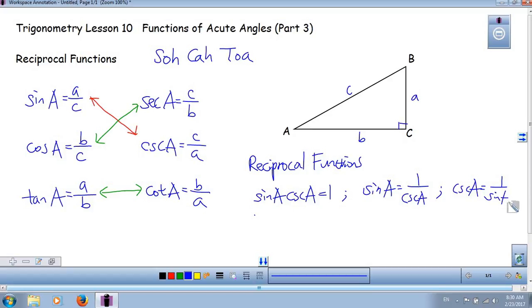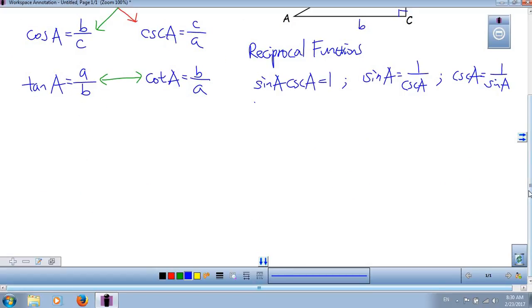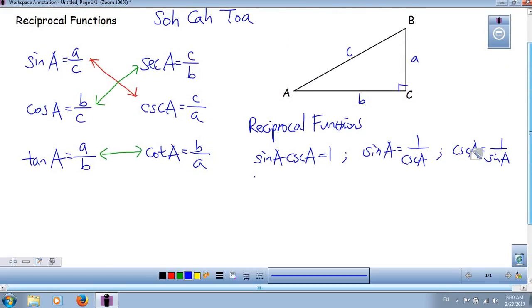So that's what that means. This is what it means mathematically to be reciprocals of each other. Now cosine is the reciprocal of secant, so cosine times secant will always be equal to 1. So cosine of the angle A times secant of the angle A will always be equal to 1. So that means cosine is always going to be 1 divided by secant A.